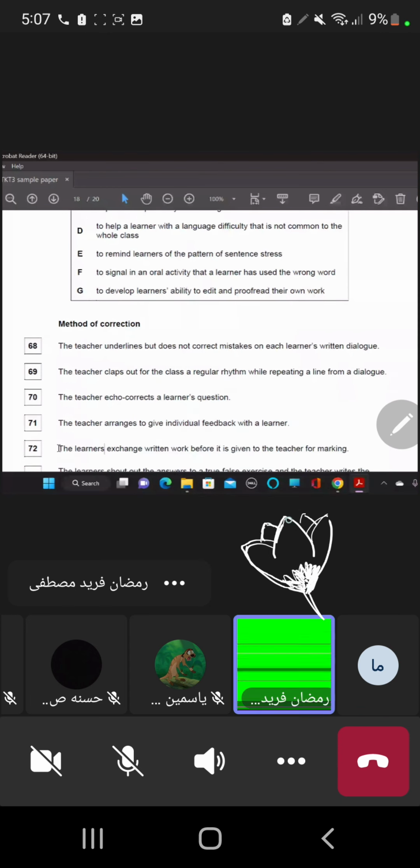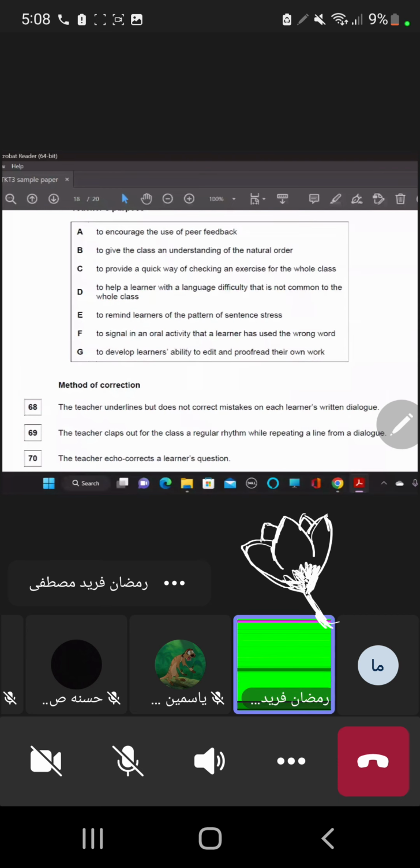Number 72. The teacher exchanges written work before it is given to the teacher for marking. Again, the learners exchange written work before it is given to the teacher for marking. In this case what would the aim be? Letter G. 72. Letter G? We already took G. So it would be letter A, to encourage the use of peer feedback, of course.